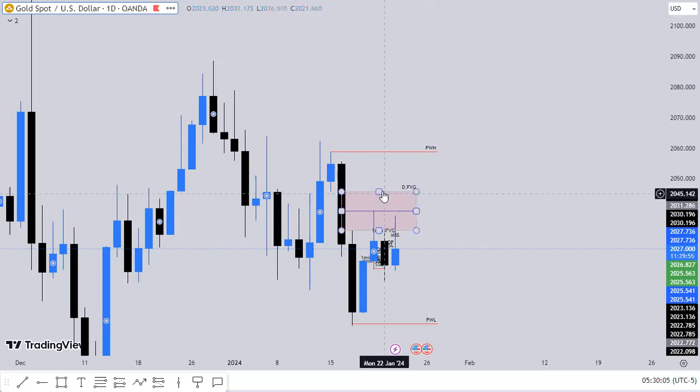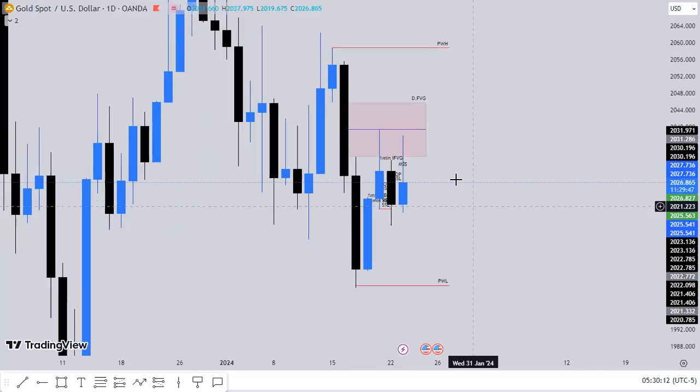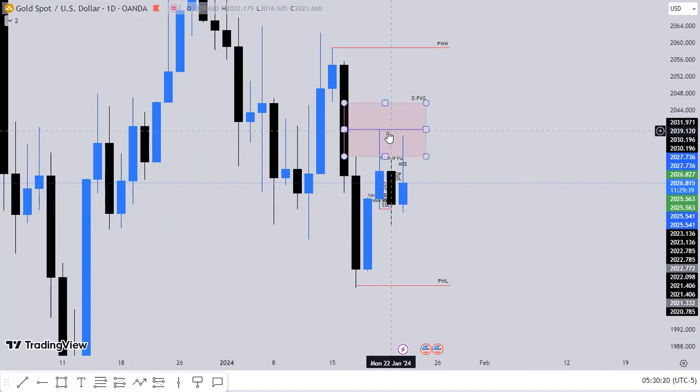I was talking about this daily fair value gap that I want the price. I was identifying my bias or my narrative, or I am reading the price on the higher time frame key level. So this was my key level on the gold that I can't take trade from it.